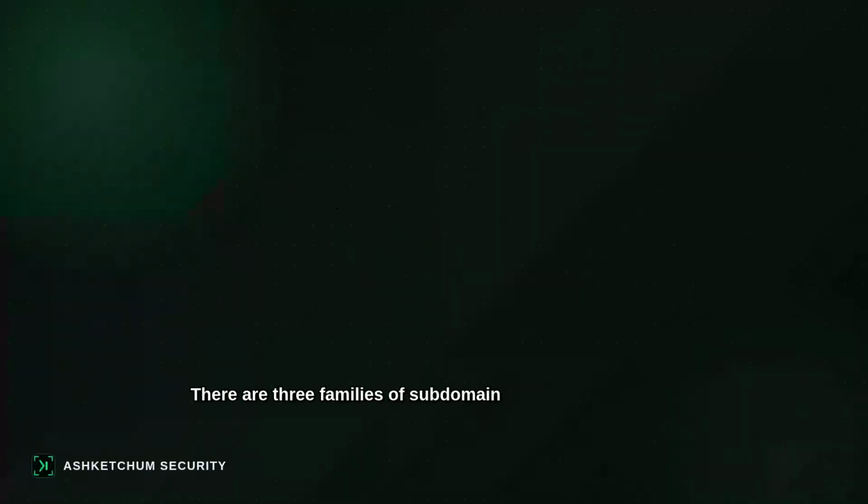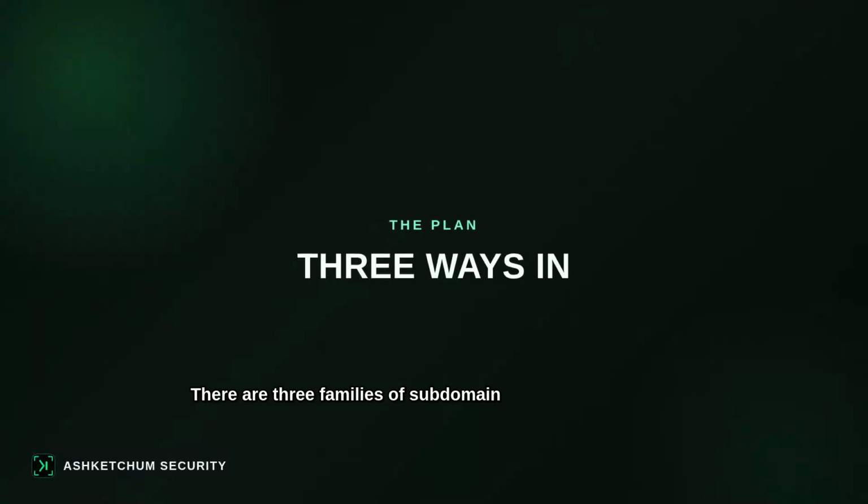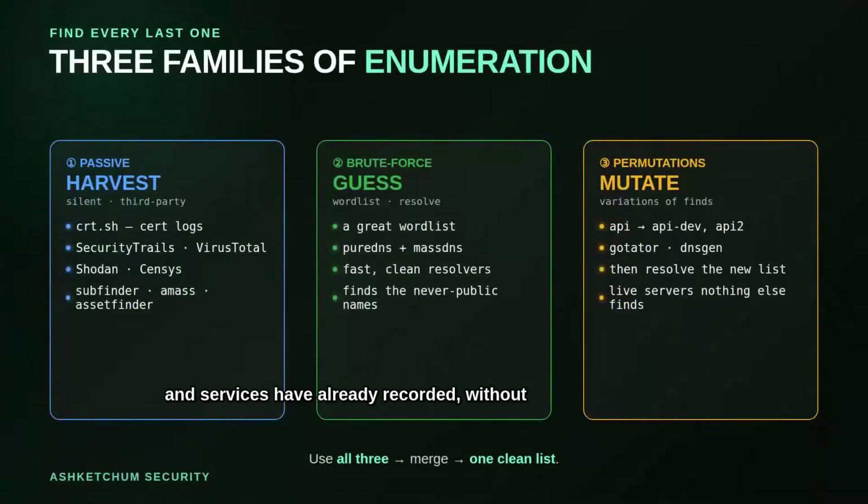There are three families of subdomain enumeration, and you want all three. 1. Passive sources: harvesting subdomain names that other people and services have already recorded, without touching the target. 2. Active brute force: guessing subdomain names from a word list and checking which ones exist. And 3. Permutations: taking the names you already found and generating clever variations of them. Passive gets you most of the way. Brute force and permutations find the ones nobody else does. Let's take them in order.